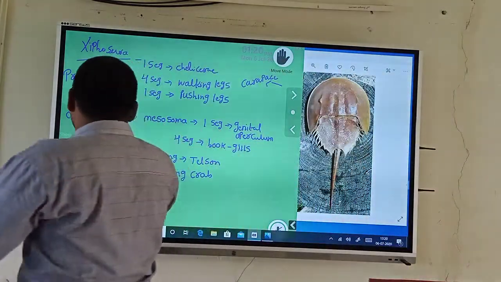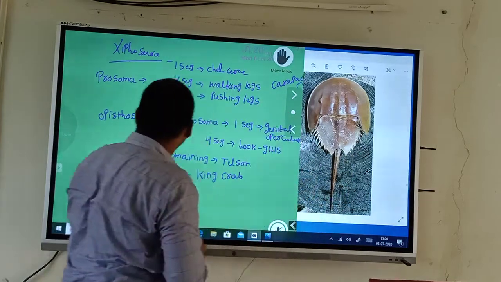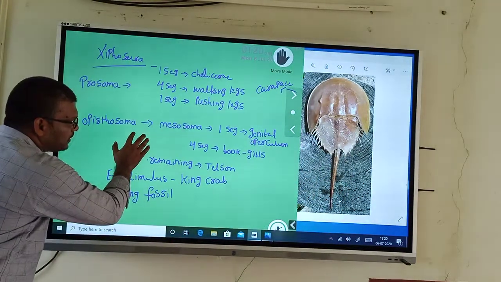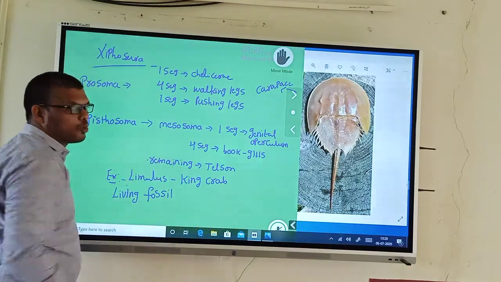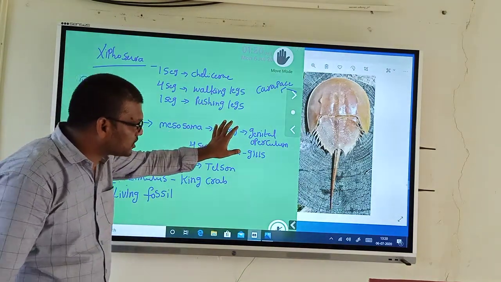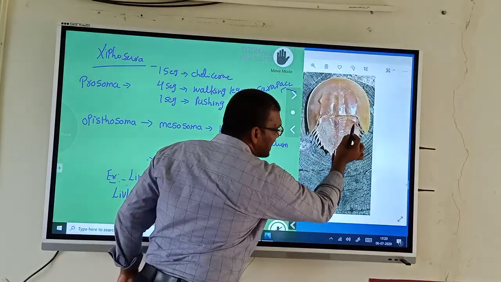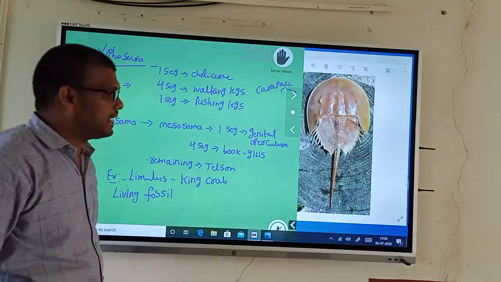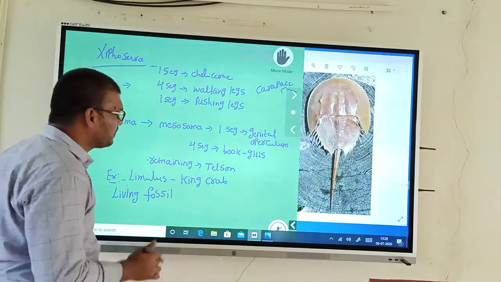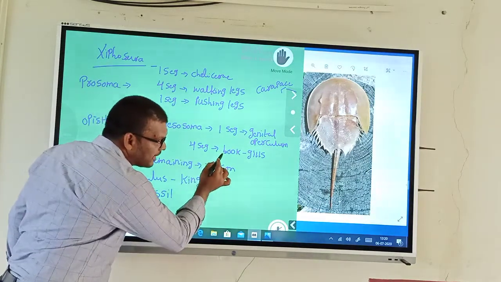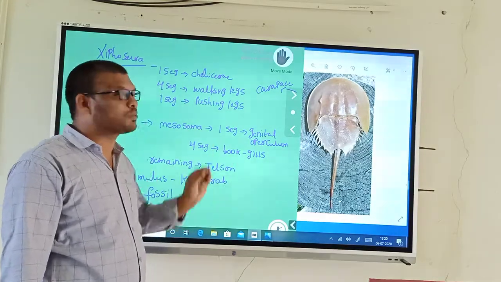And then, the opisthosoma is this remaining part. In the opisthosoma, the first region is the mesosoma. In the mesosoma, the first segment has a genital operculum. The genital operculum indicates the reproductive region, and then the next four segments have book gills. It is very important. These are specialized respiratory organs.